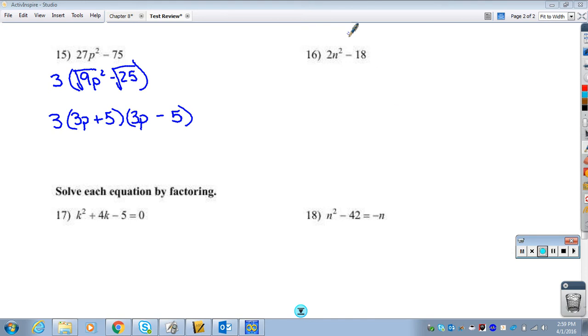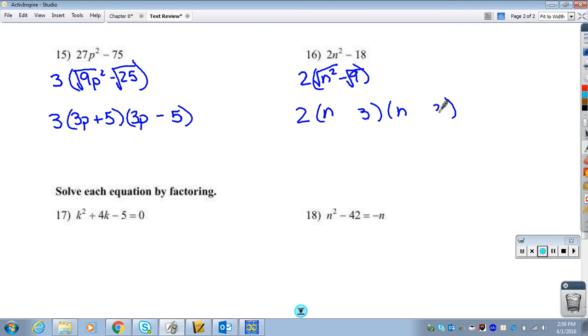Alright, 16 is the same idea. Two terms, but 2 and 18 are not perfect squares. They do have a common factor, though, of 2. So if I factor out a 2, now I have n squared minus 9. And now these are perfect squares. So I'm going to take the square root of each piece. My 2 is still outside. The square root of n squared is n. The square root of 9 is 3. One is plus, one is minus.